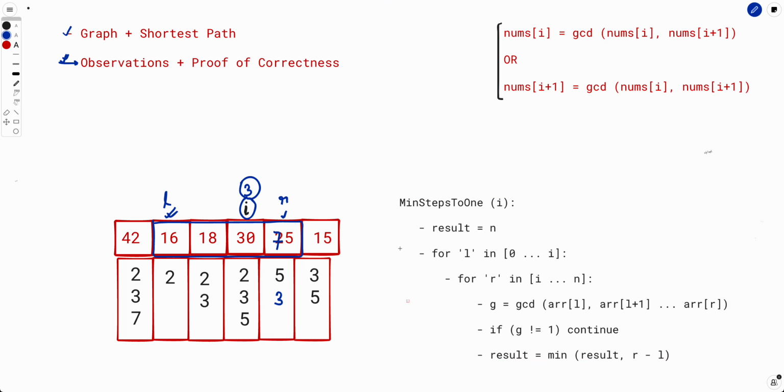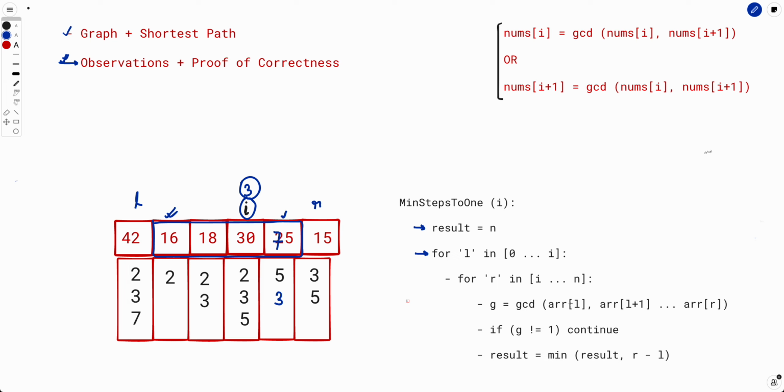Initially you will initialize your result with n, because in the worst case L would be the first element and R would be the last element. So you have to take every element into consideration to convert a particular element to 1, right? After that, you will try every possible L and R. Now, what are the possible values of L? Possible values of L are this, right? Because you have to consider I in every scenario. So these are the possible values of L, and possible values of R are this, right? So you have to consider I in every scenario.